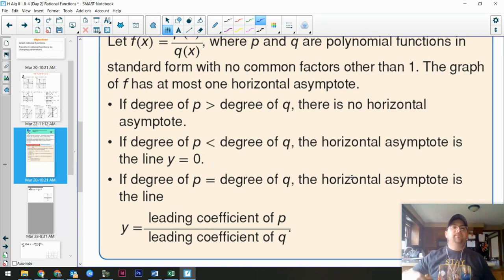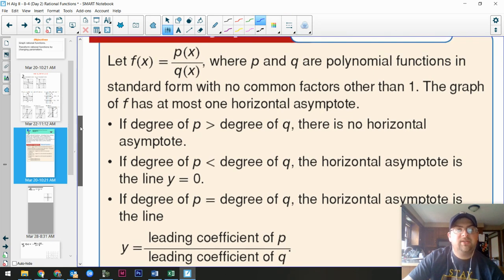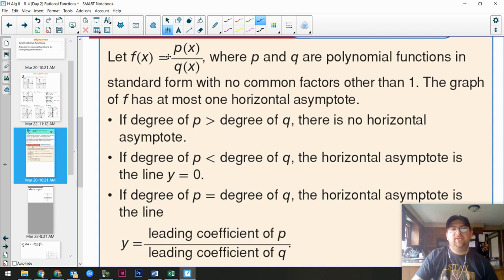Okay, we'll play. So it's saying that let f of x be p of x over q of x, right? Where p of x and q of x are just the polynomials in the numerator and denominator. And it's important to note that they can't have any common factors. We're going to figure out what happens when they have common factors, but for now they can't have any. We're going to have to factor them down and then factor out things that they have in common, but not just quite yet.